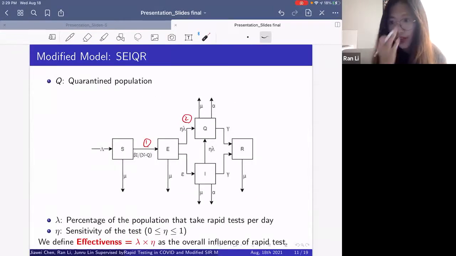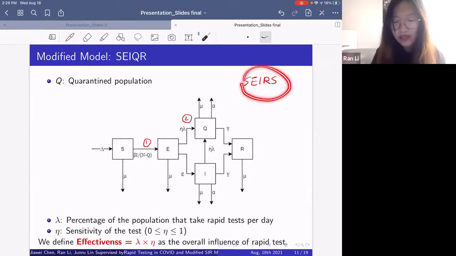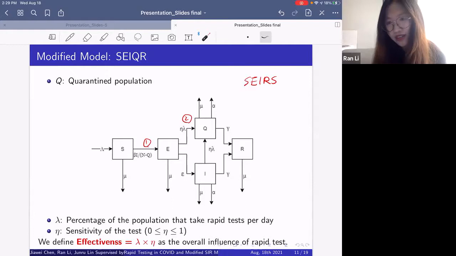Oh, this is a very nice question. There is some model called the SEIRS model. I think there is something called this. This is a model for some kind of disease where people who have already got it can get it again. But for COVID-19, most papers that we find do not apply this. So it means that we omit the probability that people can get the disease again.